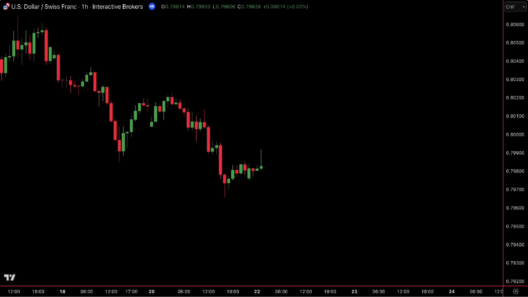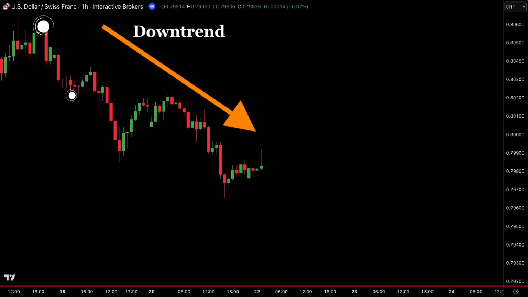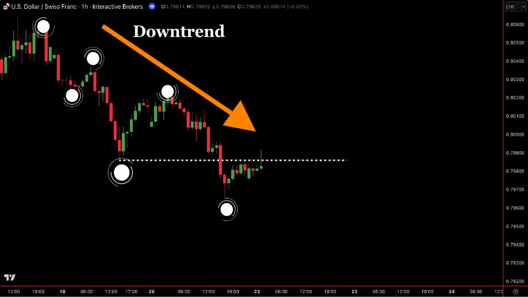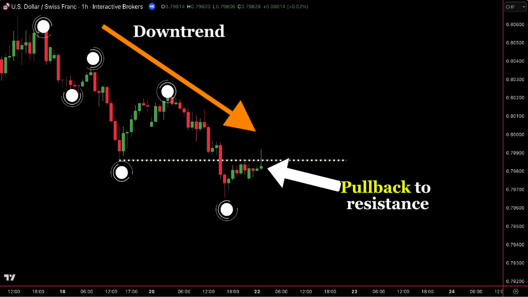Now, let's flip the script and look at a downtrend example, because the deceptive candle works just as well when the market is falling. Here, the market is making lower highs and lower lows. That's our first condition, a clear downtrend. Next comes the level. Price rallies back to retest a previous support that has now turned into resistance. This is where smart money usually waits to sell.